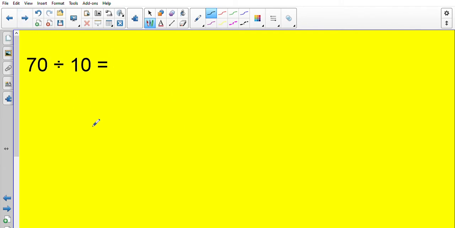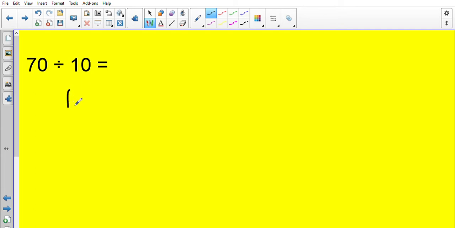70 divided by 10. Wow. I'm not going to use 70 cubes. That's going to take me a long time. 70 divided by 10. How many tens are there in 70? I think I would use my repeated addition for this.